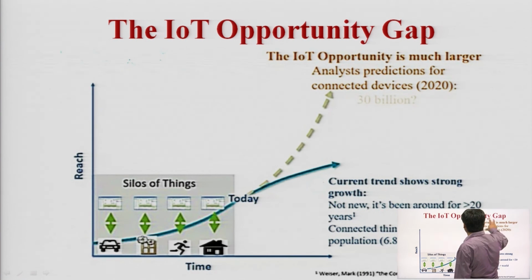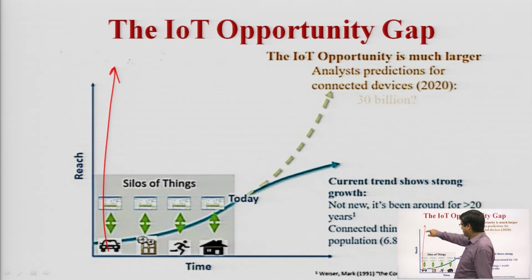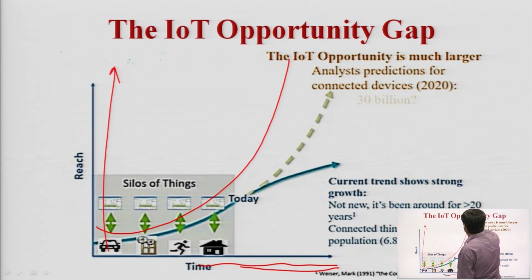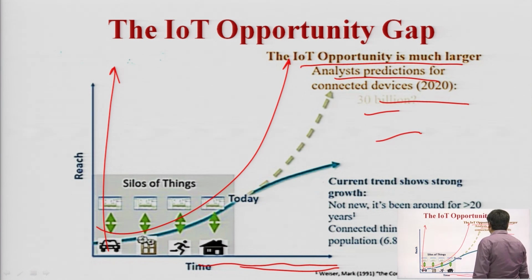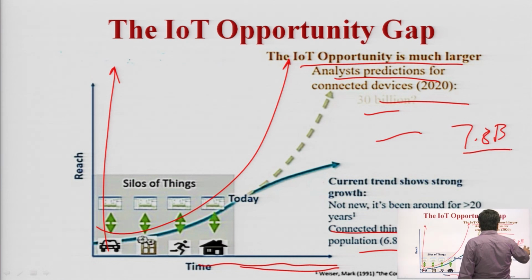So this is the IoT opportunity gap. Here you can see that it reaches millions of people. As time increases, the number of things increases as compared to population. Today the number of devices is increasing, and the IoT opportunity is much larger, with predictions for connected devices of 30 billion, 20 billion. Connected things are greater than the world population. If the world population is right now approximately 7.8 billion, the number of connected devices is around 70 billion. So things are greater than persons.